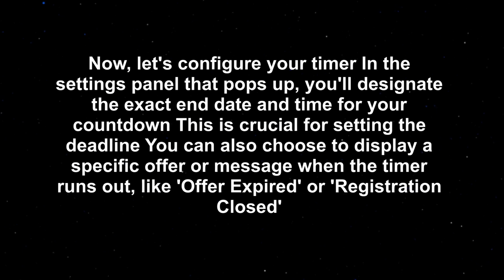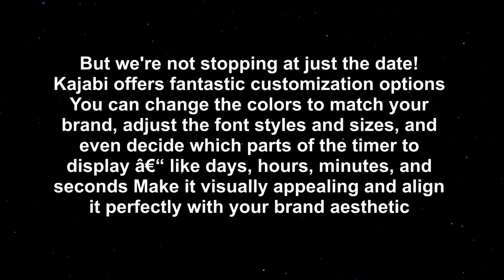Now let's configure your timer. In the settings panel that pops up, you'll designate the exact end date and time for your countdown. This is crucial for setting the deadline. You can also choose to display a specific offer or message when the timer runs out, like offer expired or registration closed. But we're not stopping at just the date.